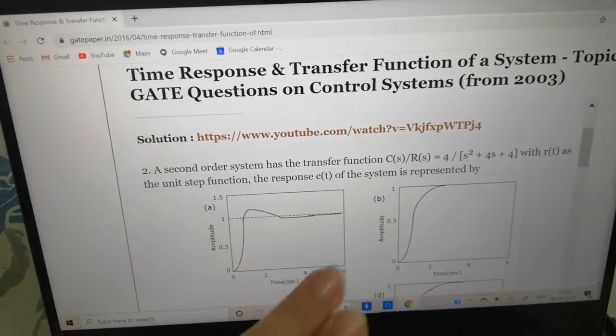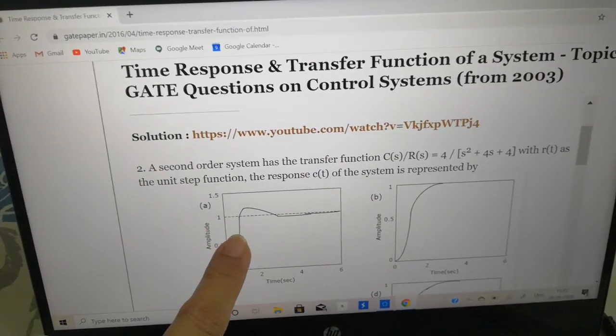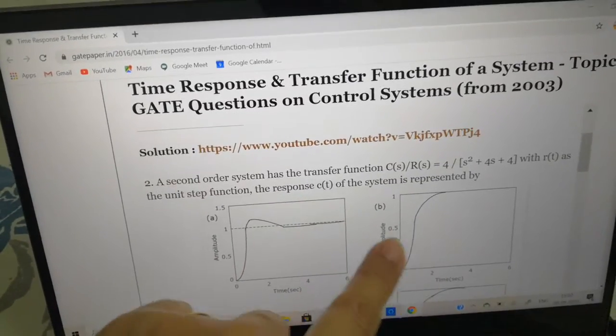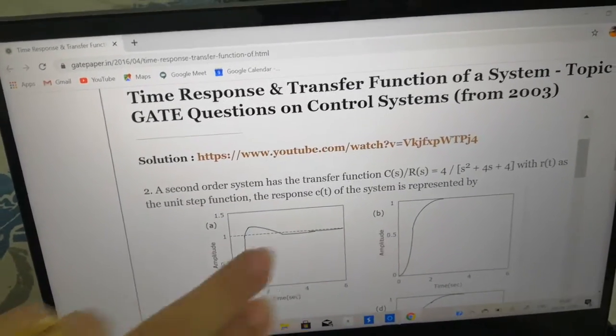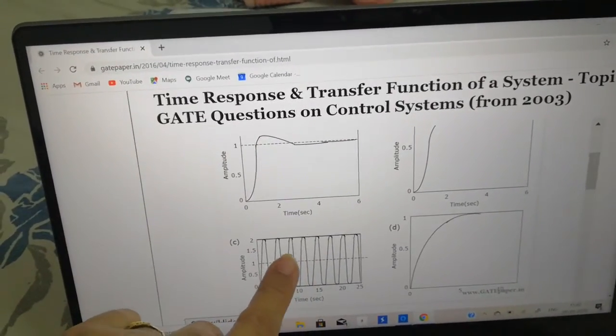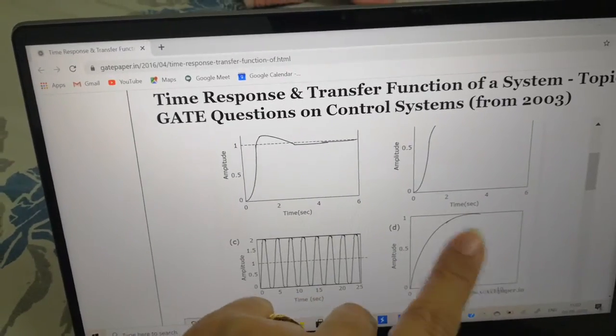So if you just revise our previous work, you will come to know that when zeta is less than 1, that is called underdamped, that is A. When zeta equals 1, it is called critically damped. When zeta equals 0, you get your undamped response, while when the zeta value is greater than 1, it is your overdamped response.